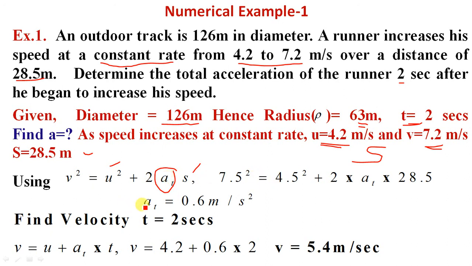So from that we can find out the at is 0.6 meter per second squared. That is the tangential component of acceleration, by the rectilinear motion equation. Okay, so at is now known to us. Now we have to find out the an.